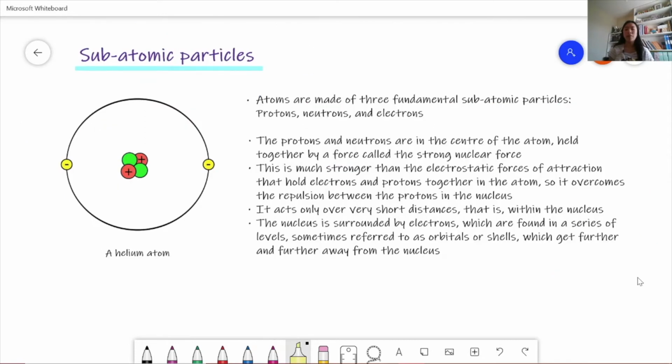Now we're going to look a bit more into subatomic particles. Atoms are made up of three fundamental subatomic particles: protons, neutrons, and also electrons. The protons and neutrons make up the nucleus, the central part of the atom, and they are held together by a force called the strong nuclear force. This is much stronger than the electrostatic forces of attraction that hold electrons and protons together in the atom, and so it overcomes the repulsion between the protons in the nucleus.